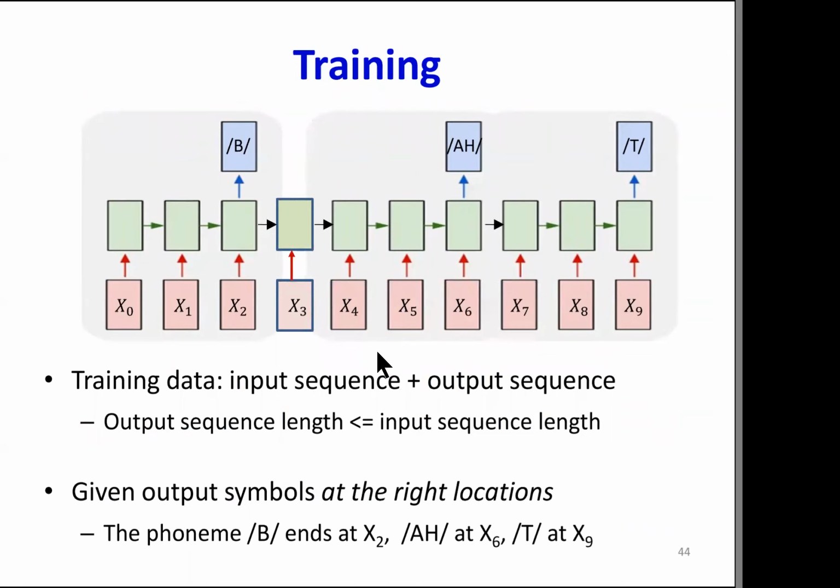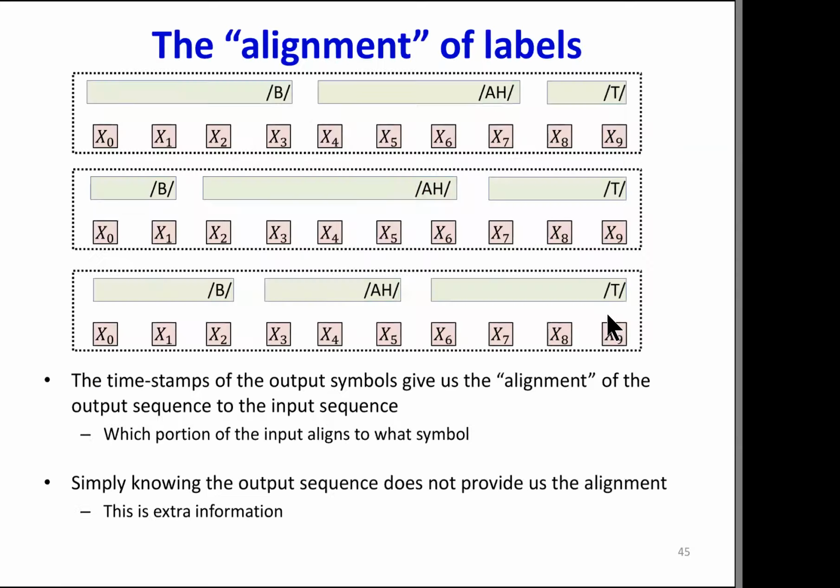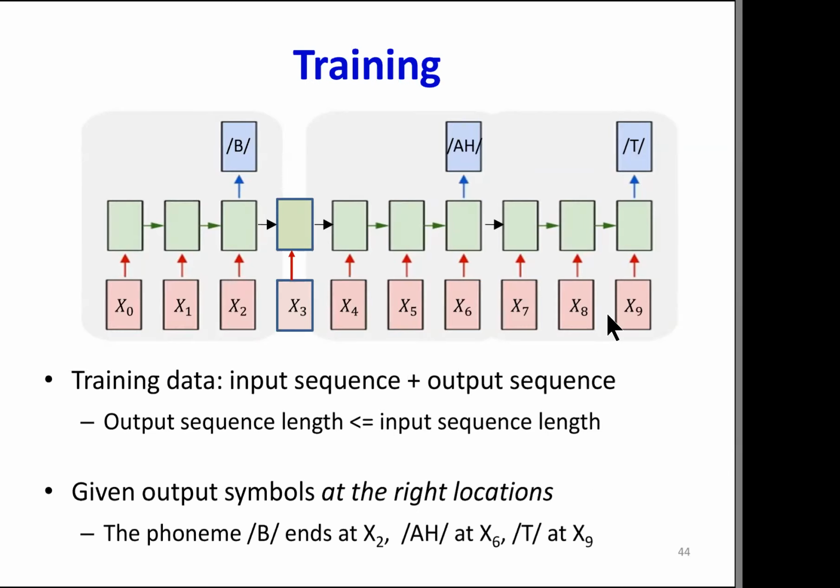If you're trying to train the model, the training data ideally has two bits of information. It has the input and the output sequence, but it also tells you where in time the output symbols are produced. So for example, your ideal training data says, here are my 10 input vectors, this is the sequence of outputs, and B occurs at 2, R occurs at 6, and T occurs at 9. If that happens, then things are easy.